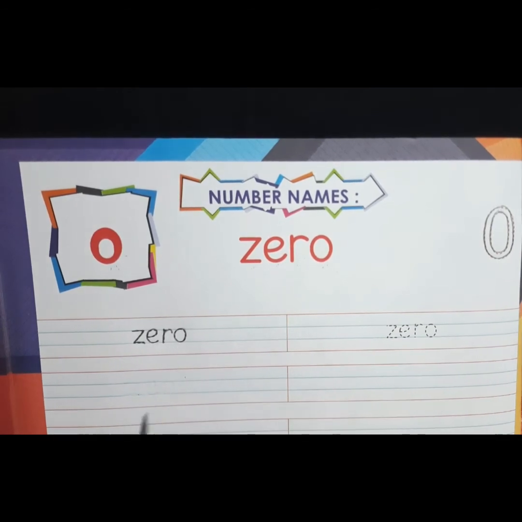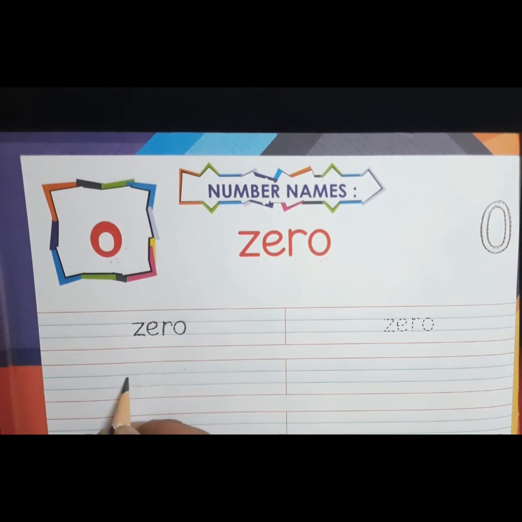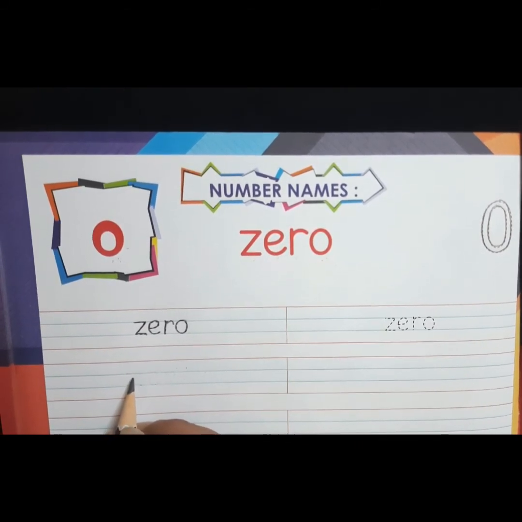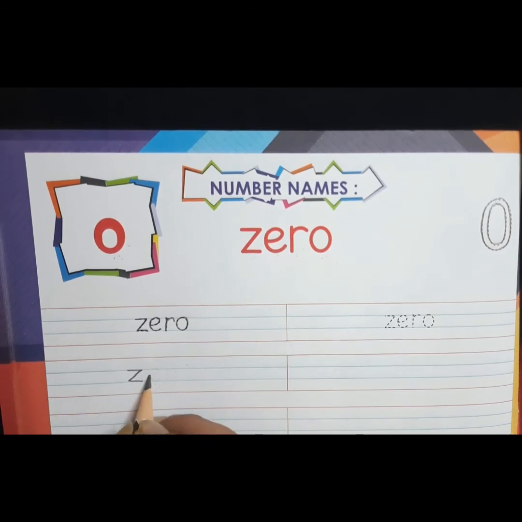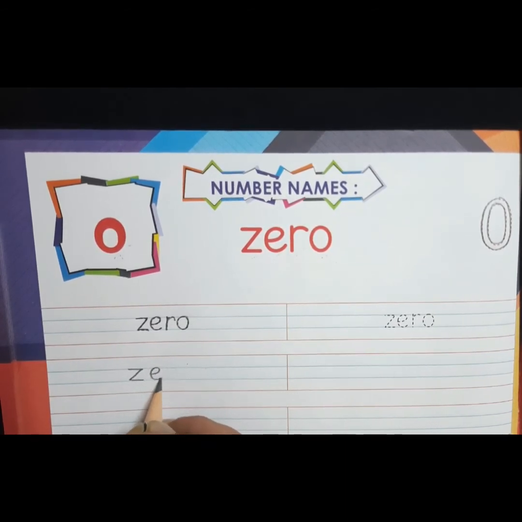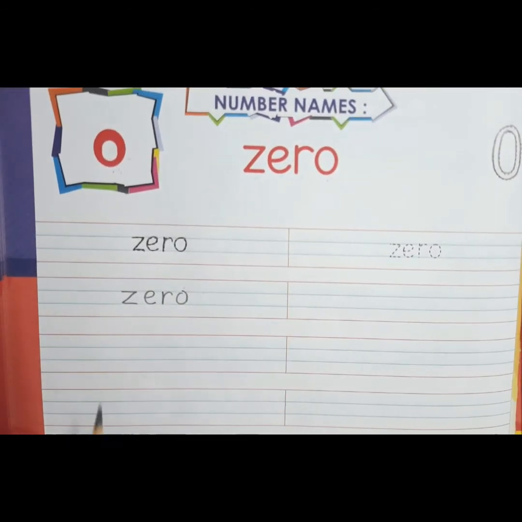Z-E-R-O, zero. Now we will write on our own over here. And children, you have to speak and write. Z-E-R-O, zero. Now let us write once again. Speak and write, babies, okay?